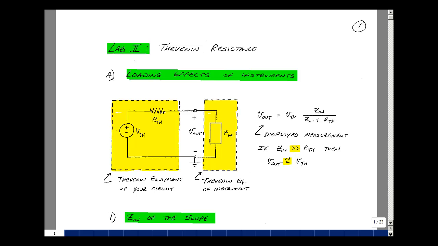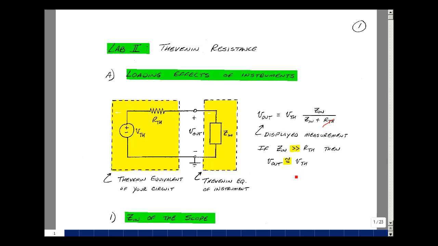Because these two are in series with each other, we form a voltage divider. So V out is equal to Zin over Zin plus Thevenin resistance times Thevenin voltage. I'd like my instrument not to affect my circuit. In other words, when I measure something, I don't want to change what's actually present here. One way to do that is to make Zin much greater than the Thevenin resistance, so I could throw that term away. So the Zin's cancel, and I get that V out is equal to the Thevenin voltage.